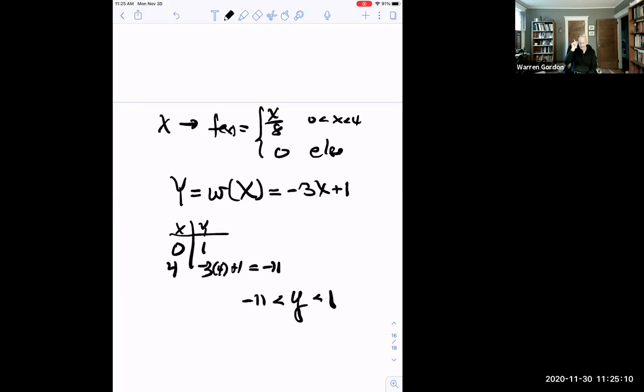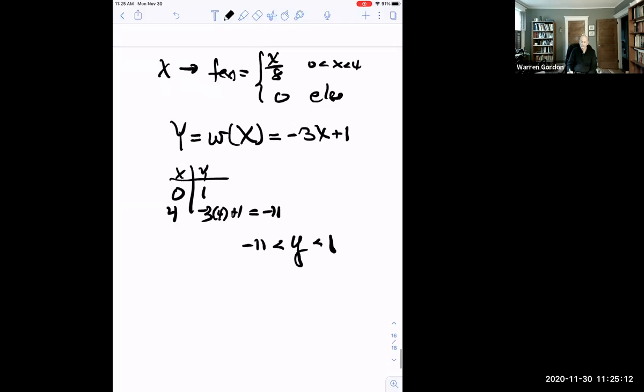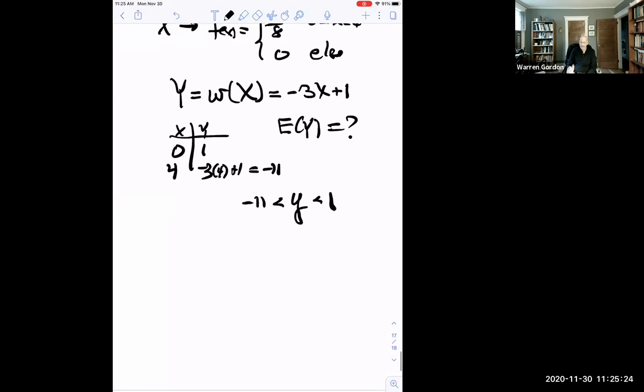And by the way, one question might be, for example, as an application, what is E of y? That might be a question. I'll do that at the end. Okay, so I'm going to begin exactly the same way. Let's first find the CDF of y, which by definition is the probability that Y is less than or equal to y. Now let's replace Y by minus 3x plus 1.